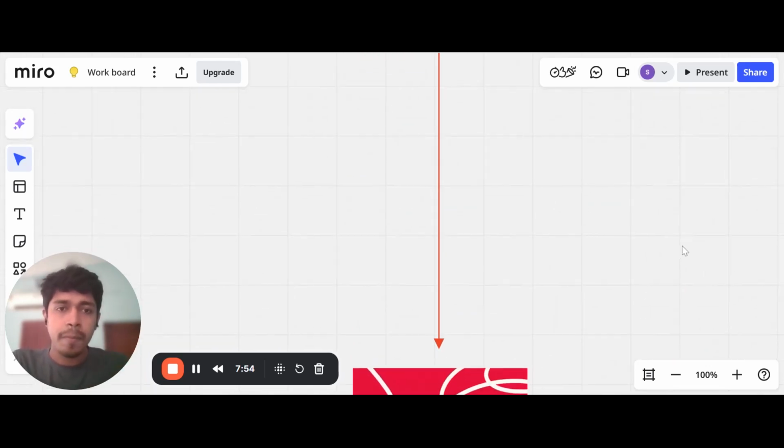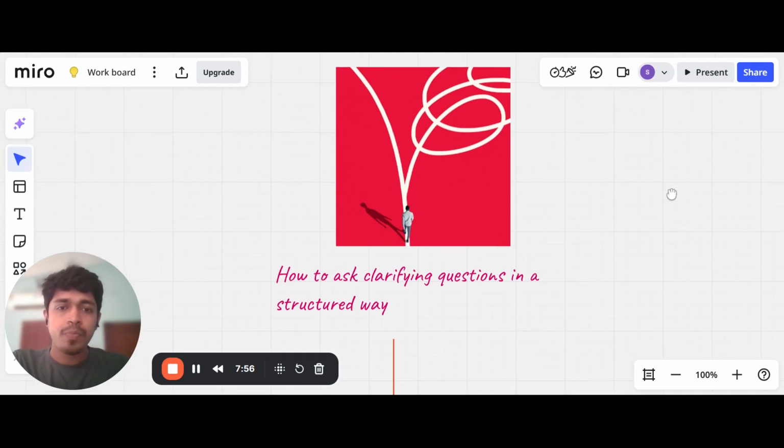So yeah, this is what we are going to discuss. How do we ask clarifying questions in a structured way? Right? So that chances of us missing some important part will be low. So this is to have that structure where it is somewhat exhaustive. We will ask almost 90% of what we should be asking, and just to make sure we don't miss anything.